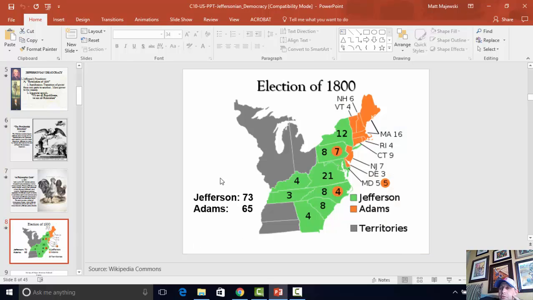Here we go, the electoral map of 1800. Now, we already looked at this, right? But again, remember, the big difference here was New York, right? Remember, New York had voted for Adams in the previous election. This time around, it goes Jefferson. Those are the votes that he needs to win this election.